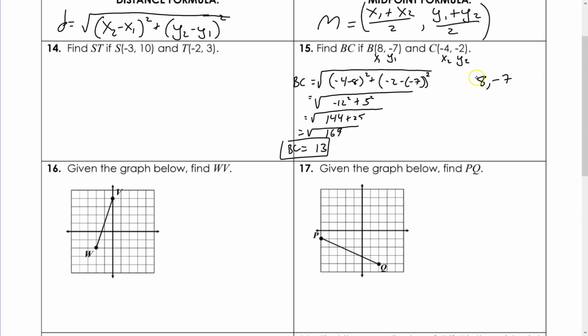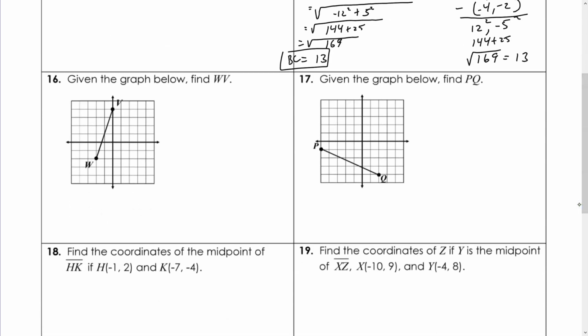The way I like to do it, I take my 2 points. I like to just write them right on top of each other. Then I subtract: 8 minus negative 4 is 12. Negative 7 plus 2 is negative 5. Then I square both of them, giving me 144. Plus 25 is 169. And then I put a square root over it, which equals 13.